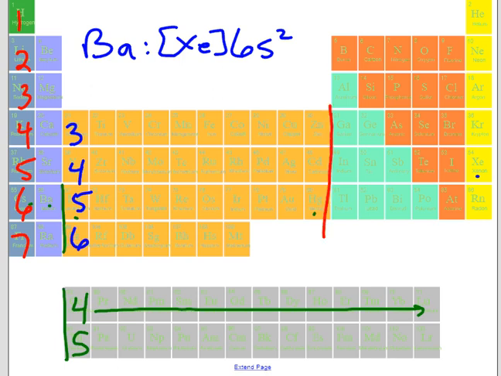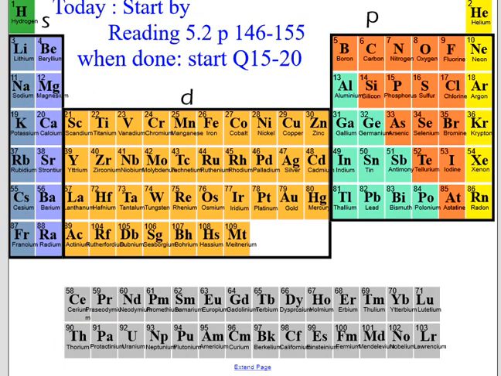Remember, passing my transition metals, we go back to my regular numbered periods on the periodic table. So with a little bit of practice, you'll find that the electron configurations are a lot easier for you to draw. There's lots of practice for you to do this if you start reading chapter 5.2 in your textbook, and then when you're done, you can start on questions 15 through 20 on pages 146 to 155.